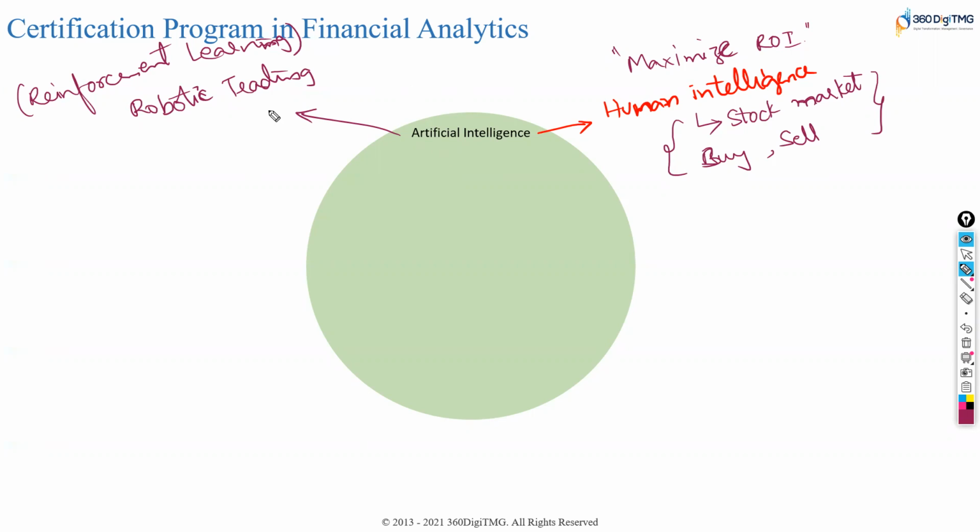In those kind of scenarios, you can automate it using robotic trading, using techniques such as reinforcement learning. But the beauty here is that the moment you automate the human intelligence artificially, it would be called as artificial intelligence. But to build AI applications, you would need data science techniques.